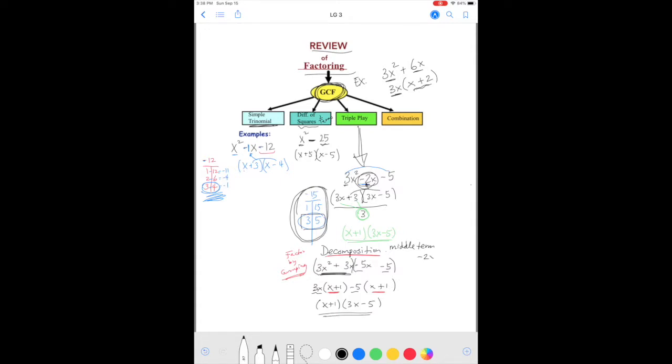Now combination, this combination is just 2 steps. So let's say a 2x squared plus 4x, and let's say it was minus 16.